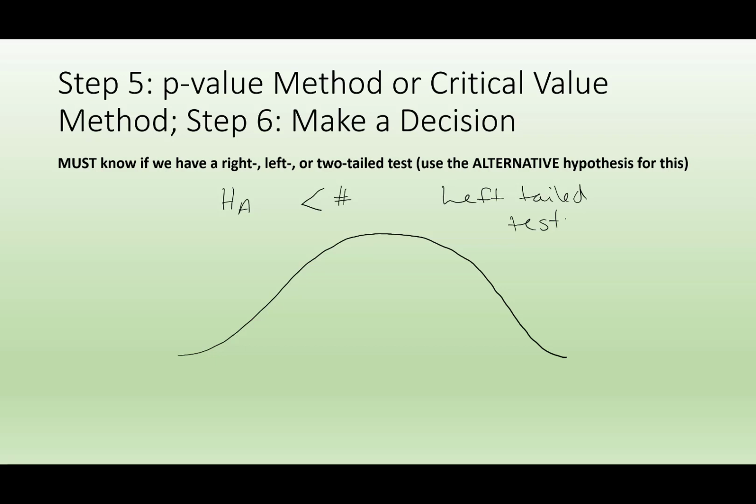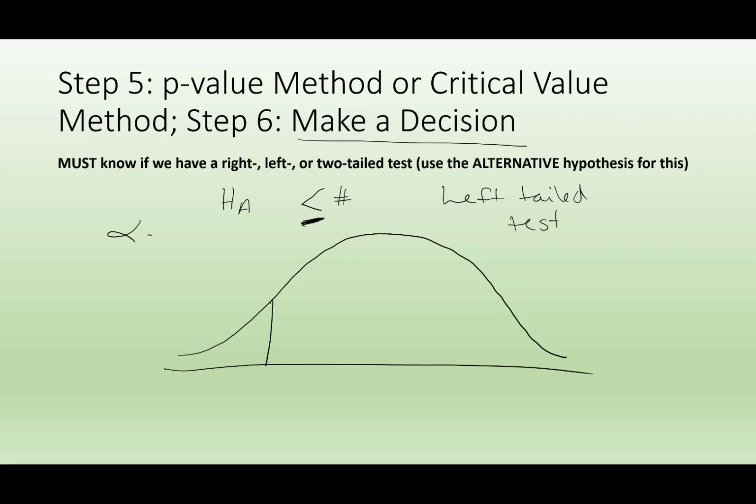So once we have our type of test determined and we know our alpha value and all those things, we can now go ahead and make our decision, do our step 6. So let's say, hypothetically speaking, that we have a situation where our alternative hypothesis has the less than symbol in it here, which makes it a left-tailed test. So that would leave us with our diagram right here.